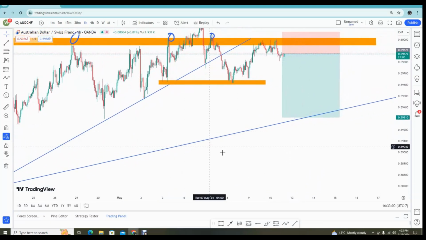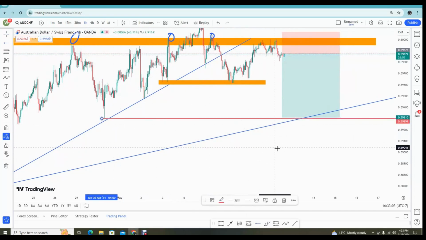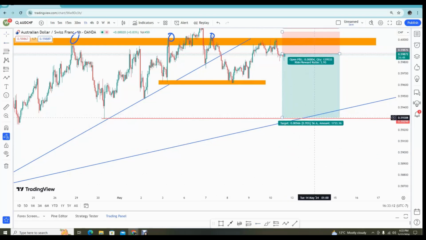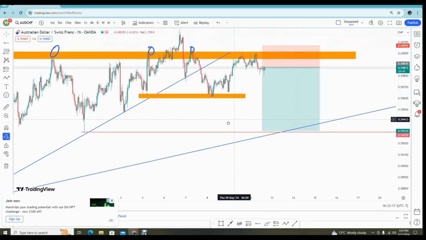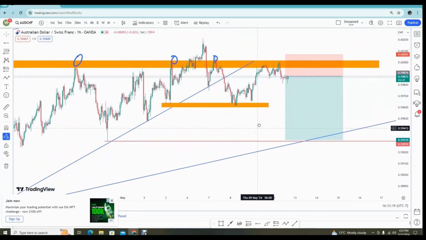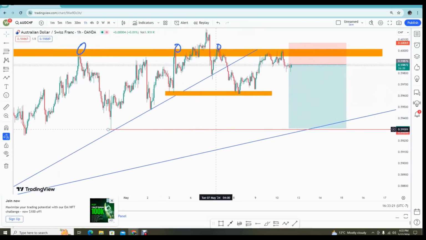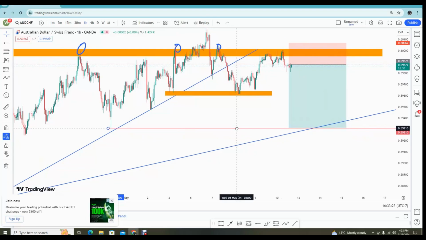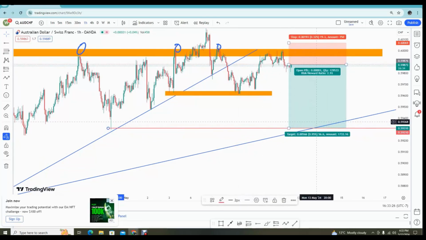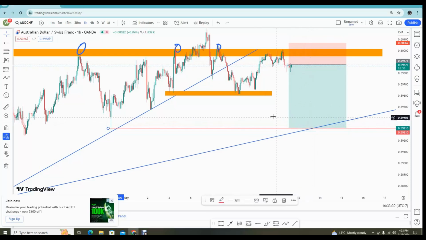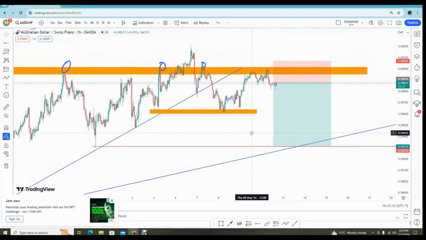The reason why I'm putting the TP around this area right here is because this is the zone of the daily time frame. Maybe the market might respect the daily time frame trend line, and it might retest around this area here. So this is what we're expecting this week.